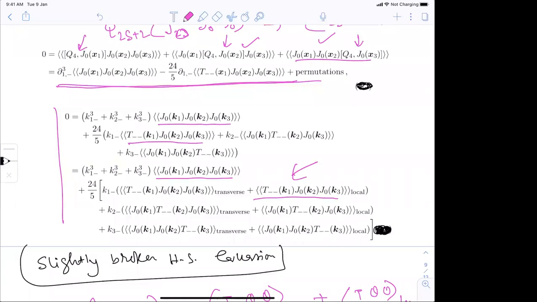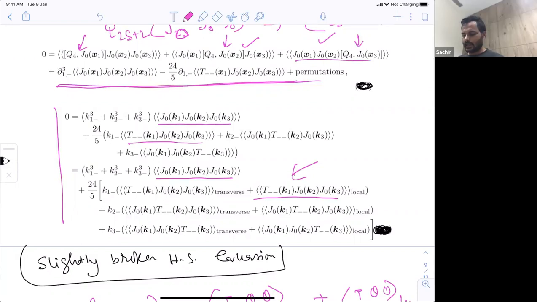Okay, thanks. And what will happen is that if I just write down this transverse and this longitudinal piece, sometimes this equation will not be satisfied. And then you have to put in some extra local terms to satisfy it. And that's how we will determine the contact terms.